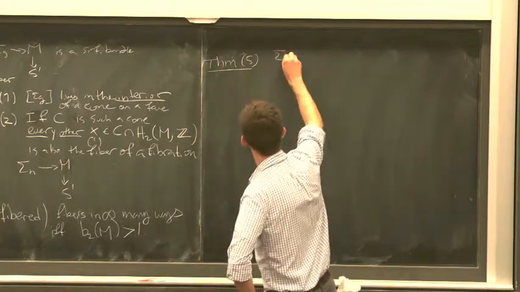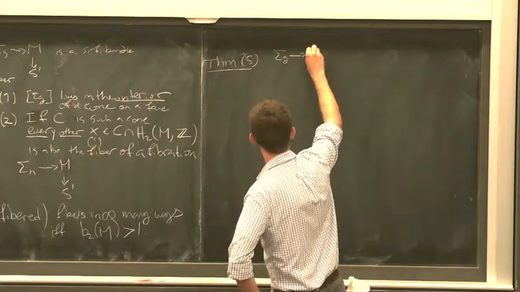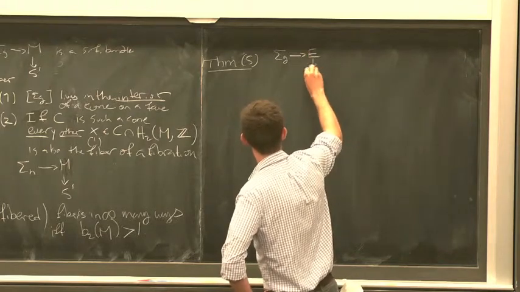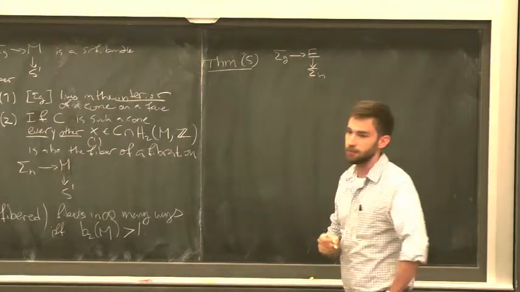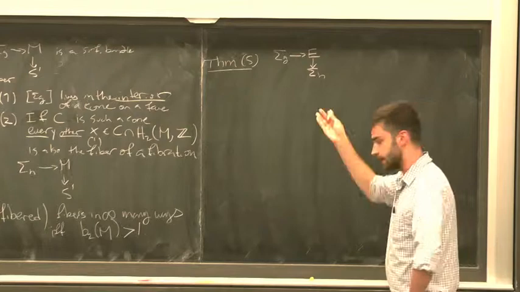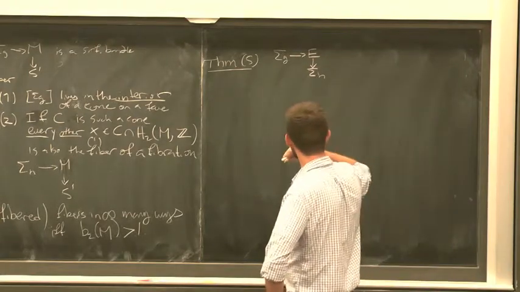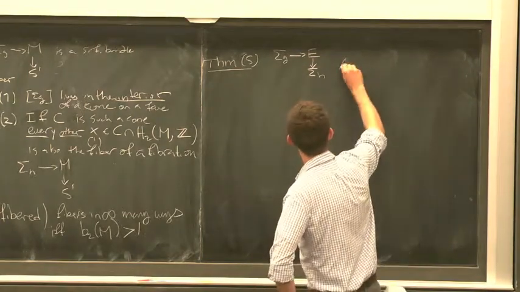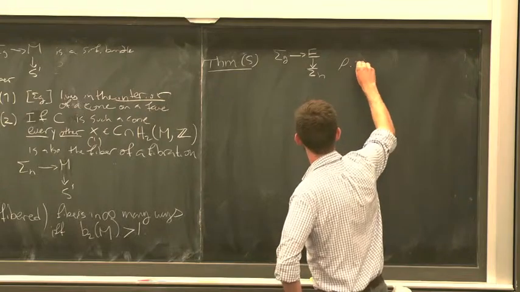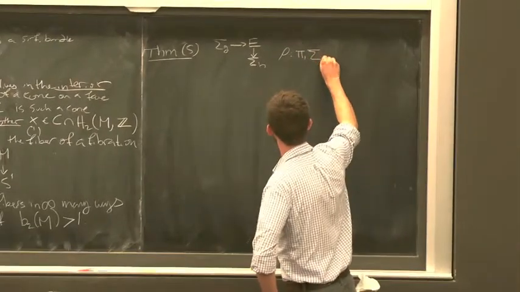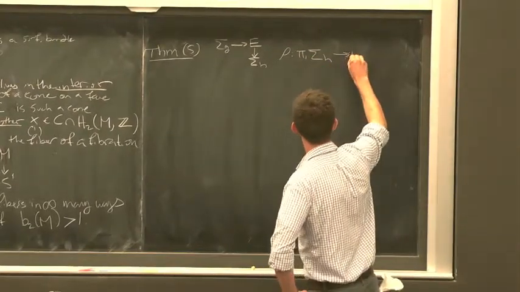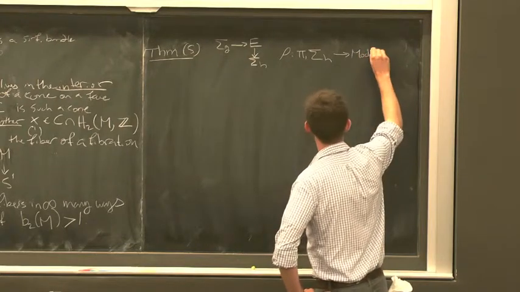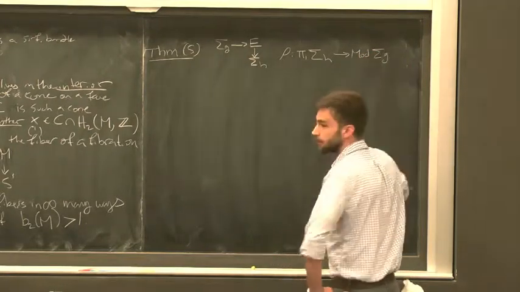So now my setting is I have a surface bundle over a surface. So this is now a 4-manifold. G and H are both at least 2. These are closed surfaces. And so attached to this, I have my monodromy representation. So this goes from pi 1 of the base space, sigma H, into the mapping class group of the fiber.